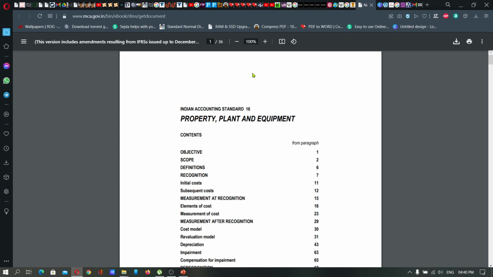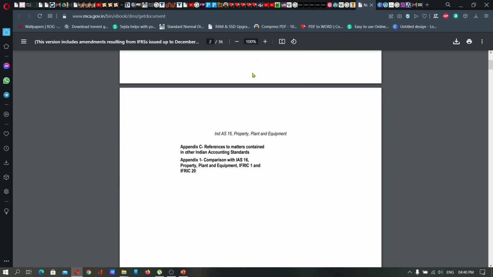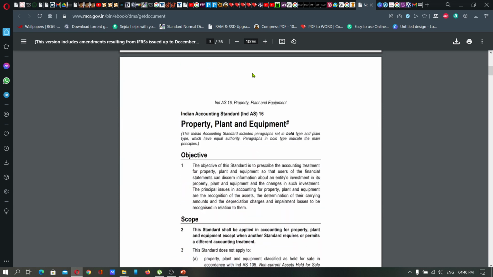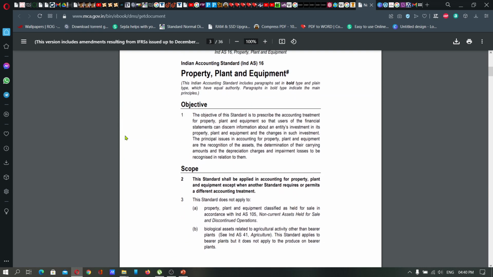Next one, Ind AS 16, property, plant and equipment. As the title suggests, how the company is dealing with the transactions relating to the properties of the concern or the plant and equipment of the concern, and how the company is making necessary investments in these areas, and how it is to be presented in the financial statement so that the users of the financial statement get clear information about how the investments or financial transactions of the company with regard to property, plant and equipment are dealt with.